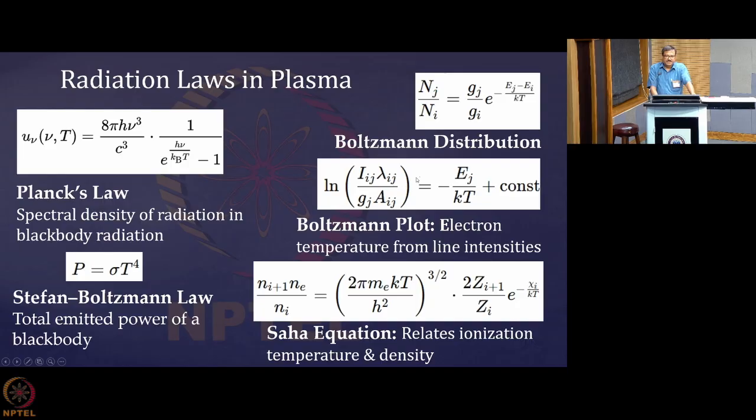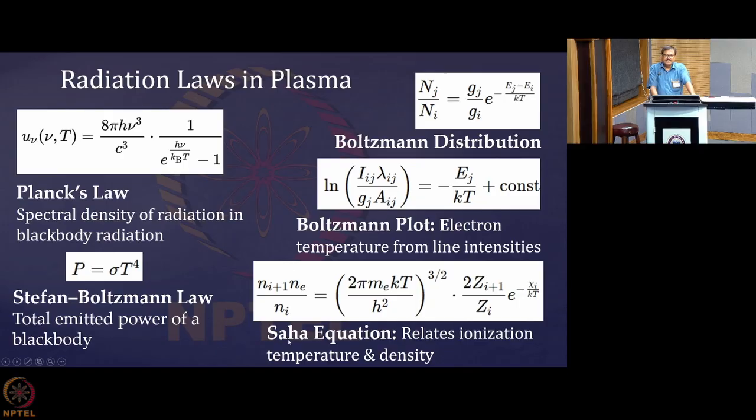We had the level population according to the Boltzmann distribution that gave you Nj/Ni = (Gj/Gi) exp(−ΔE/kT). From this it followed that the Boltzmann plot equation, which gives you the temperature from the line intensity. Here I is the intensity, λ is the wavelength that has been emitted, Ej is the upper level of the energy, G is the degeneracy, and A is the transition probability.